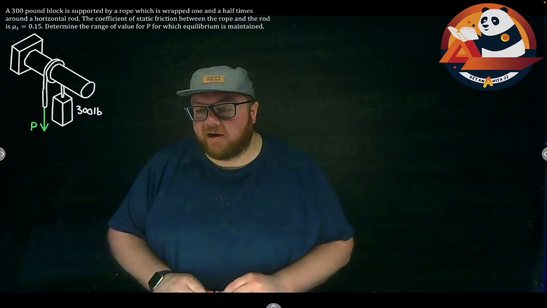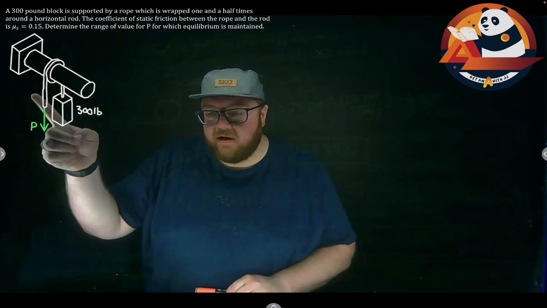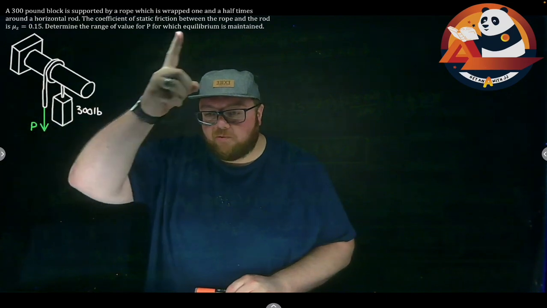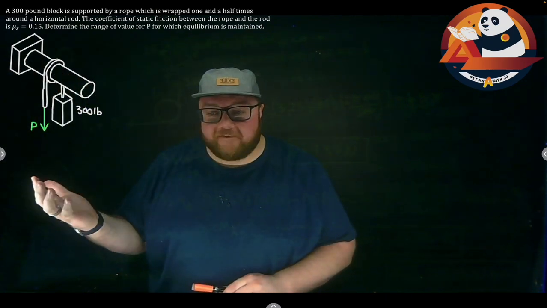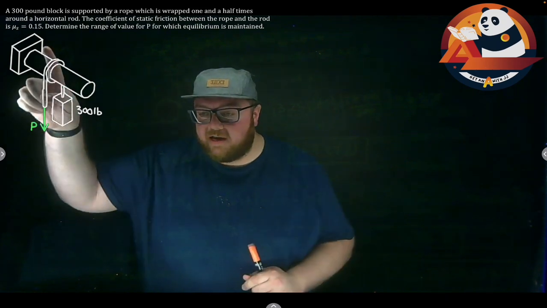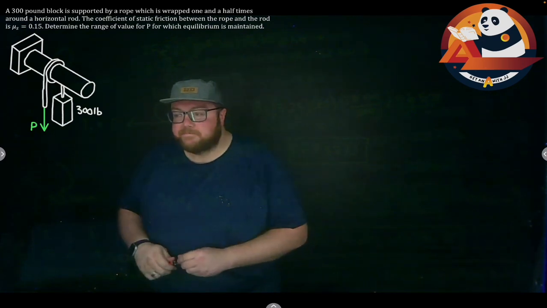Let's tackle an example problem. We have a 300-pound block supported by a rope which wraps around 1.5 times around a horizontal rod. Our coefficient of static friction between the rope and the rod is 0.15. What's our range of values of P? We're going to stay in equilibrium for this.